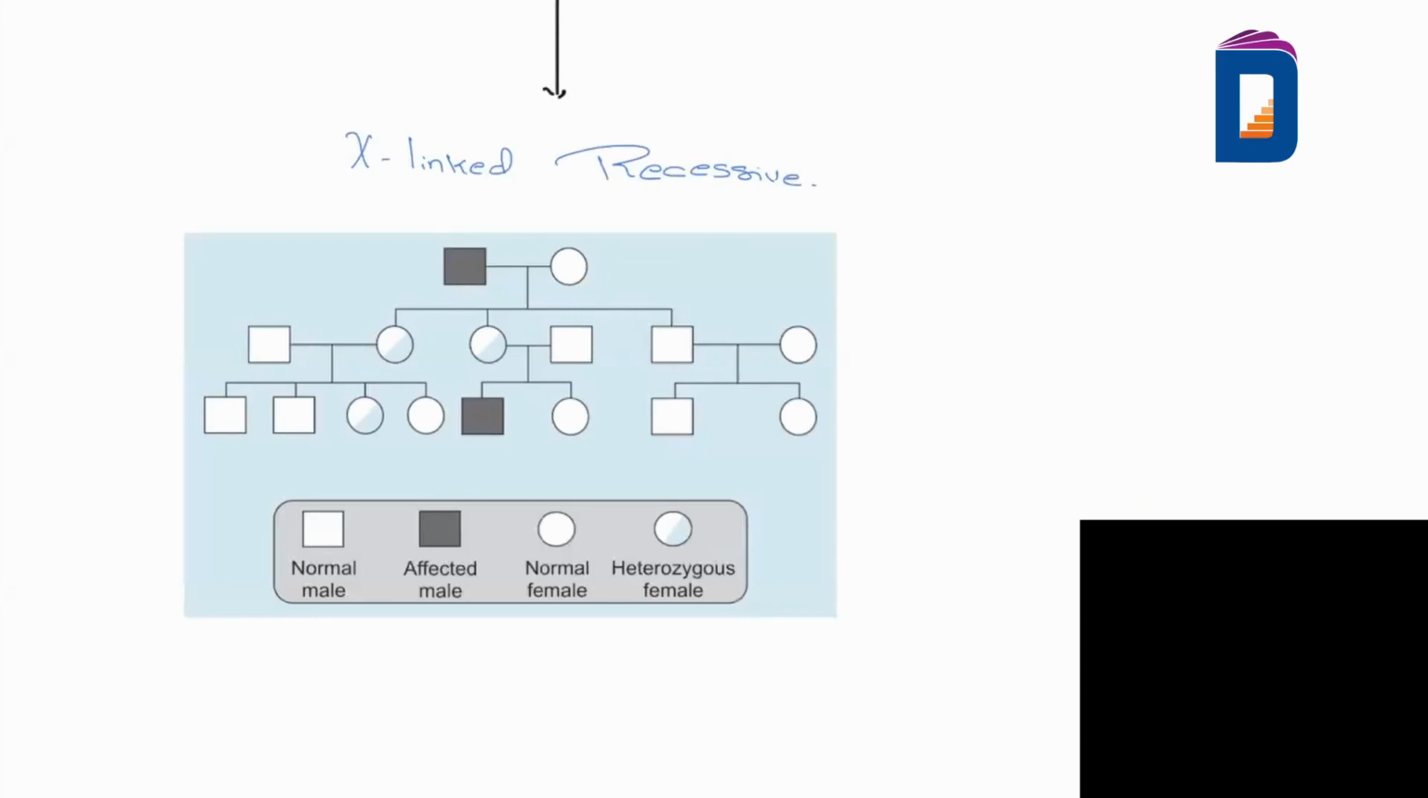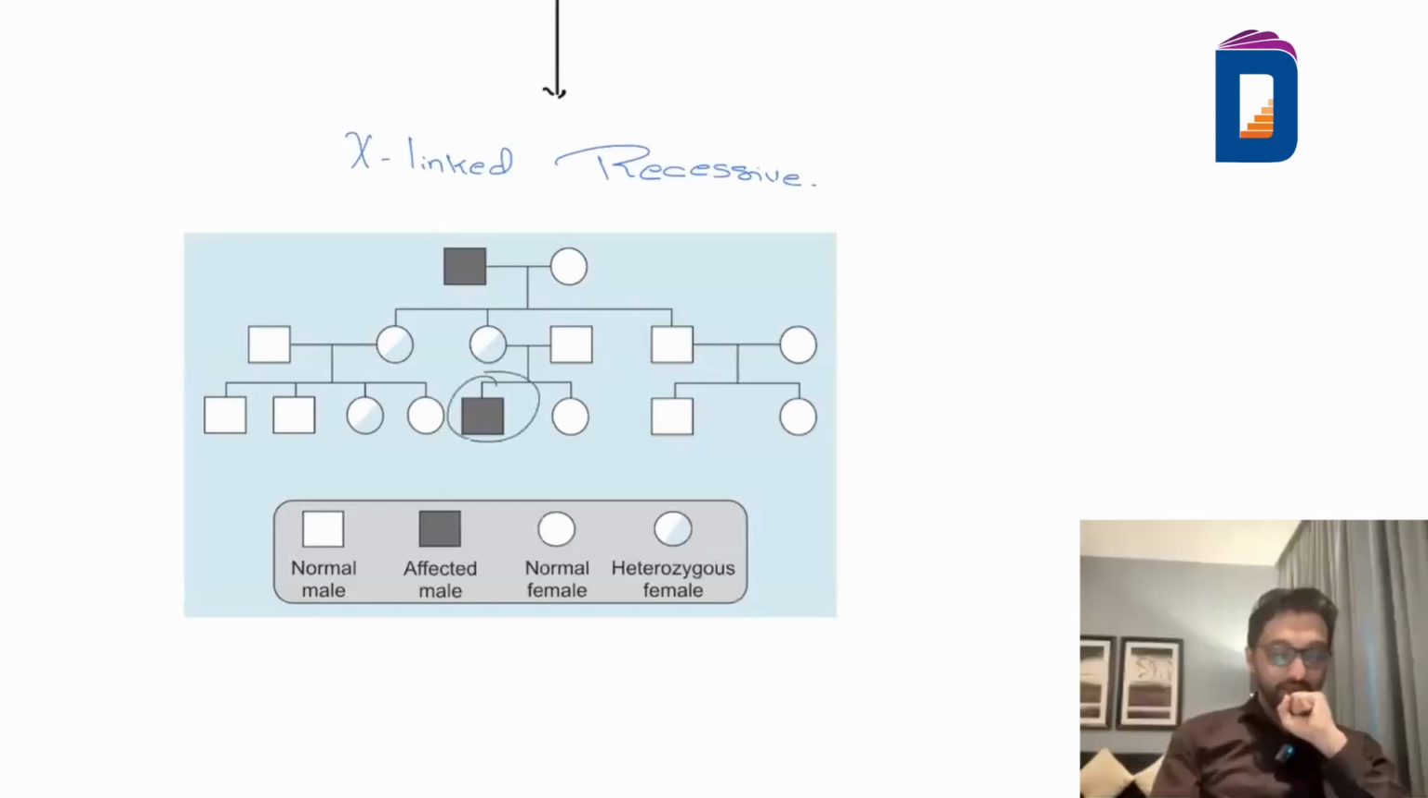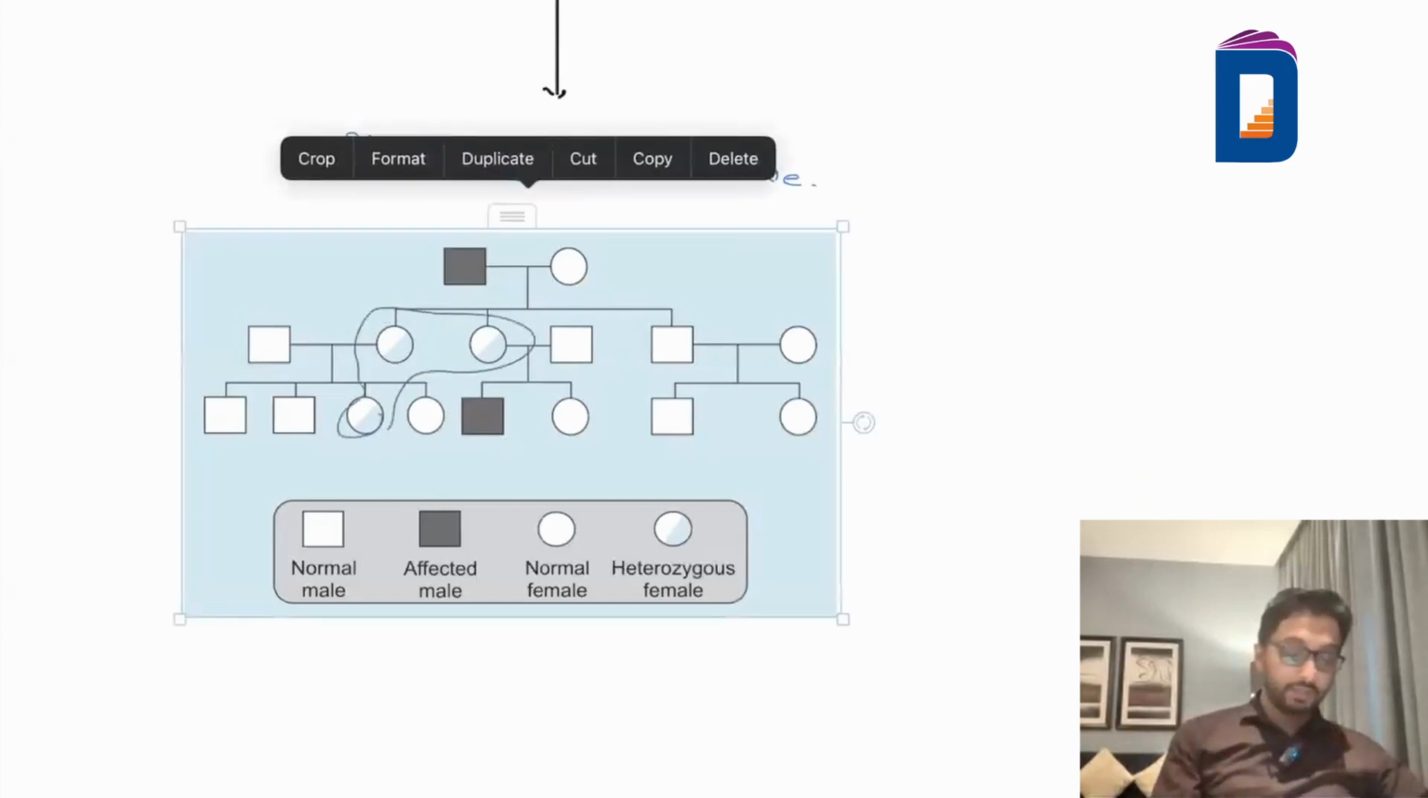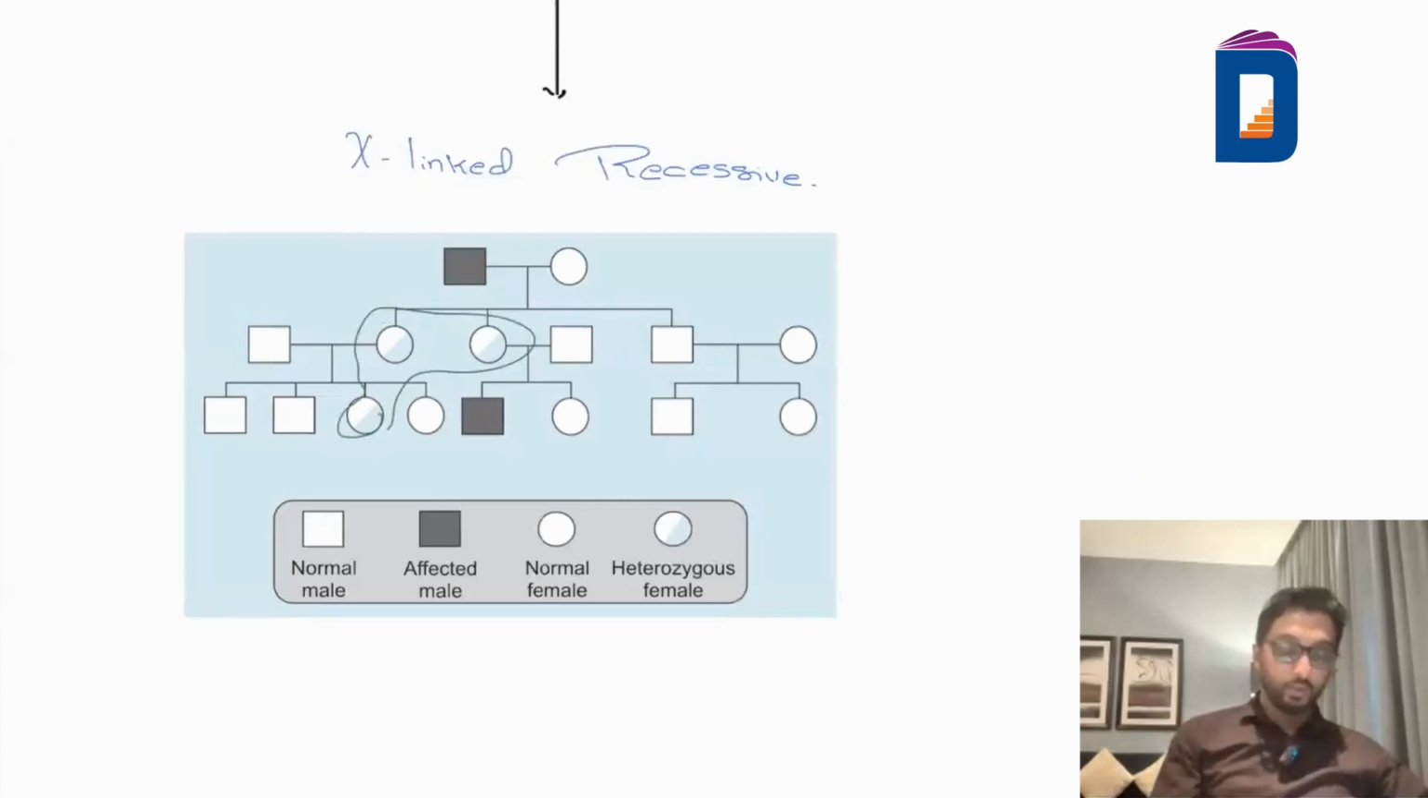Yes, only males are affected. See females, you could see they're carriers. Now, if you just consider even the carrier state as a disease, you'll see that 3 females are affected, isn't it? Only 1 male is affected, though the male has the disease and the females are carriers.